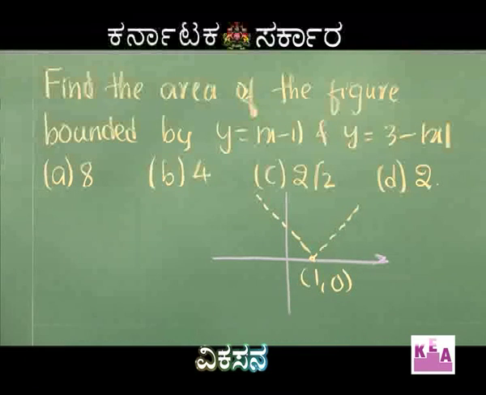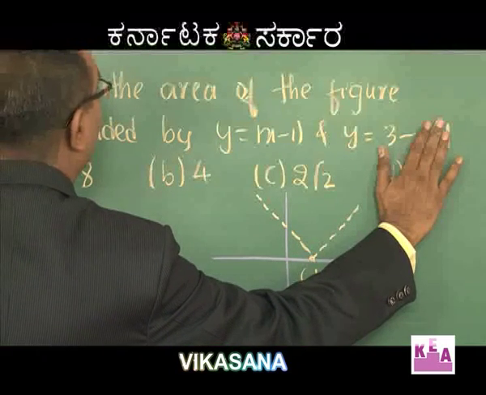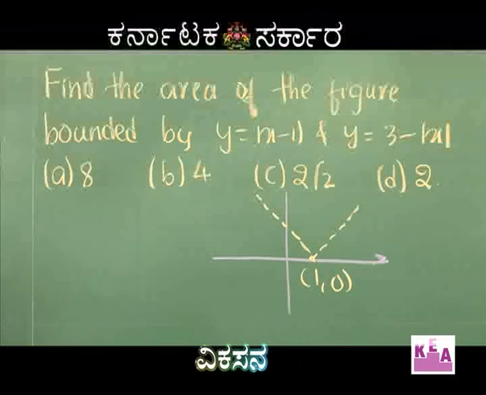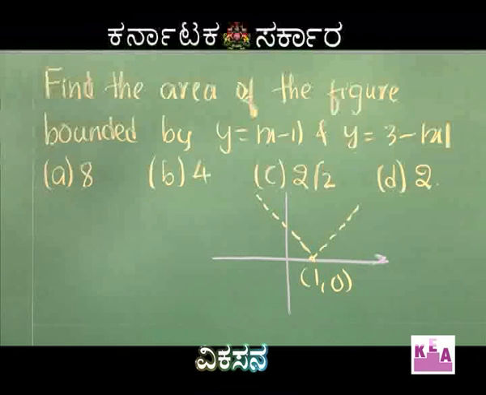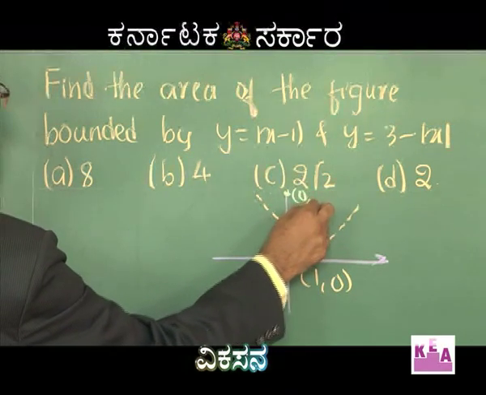Now you are asked to find out the graph of y is equal to 3 minus mod x. Equate whatever is inside the mod to 0. What will you get for y? y is 3 minus 0, so y is 3. When x is 0, y is 3. That means 0 comma 3 is a vertex of 3 minus mod x. 0 comma 3 means somewhere here. Do you agree with me? This is 0 comma 3.